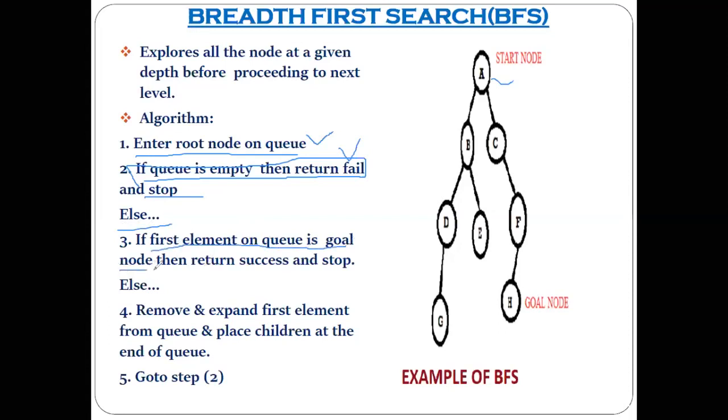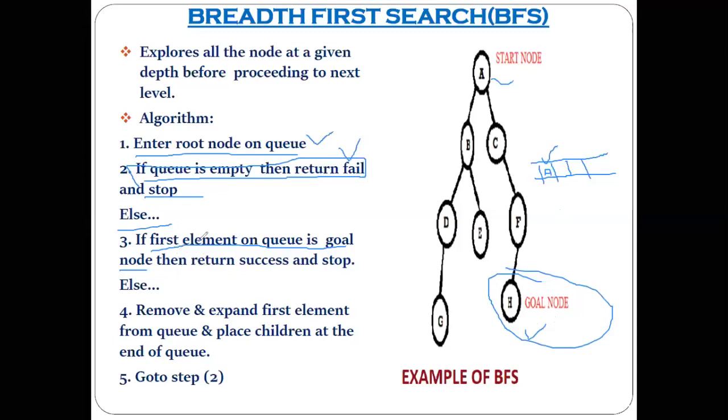Now, what is the first element on the queue? If this is your queue, A is our first element on the queue, correct? Now here our goal node is what? H. Now the first element on the queue is A. Whether A is our goal node? No. A is not our goal node. Our goal node is H. A is our root.